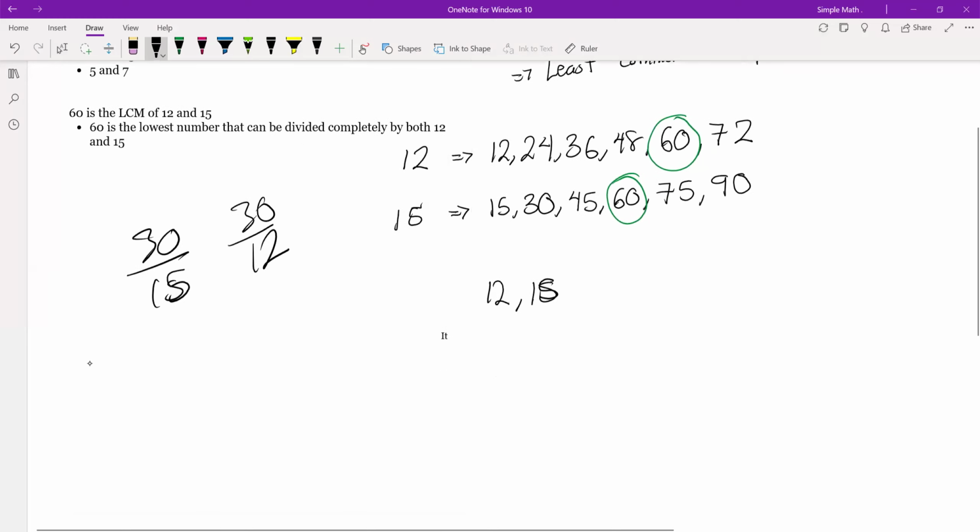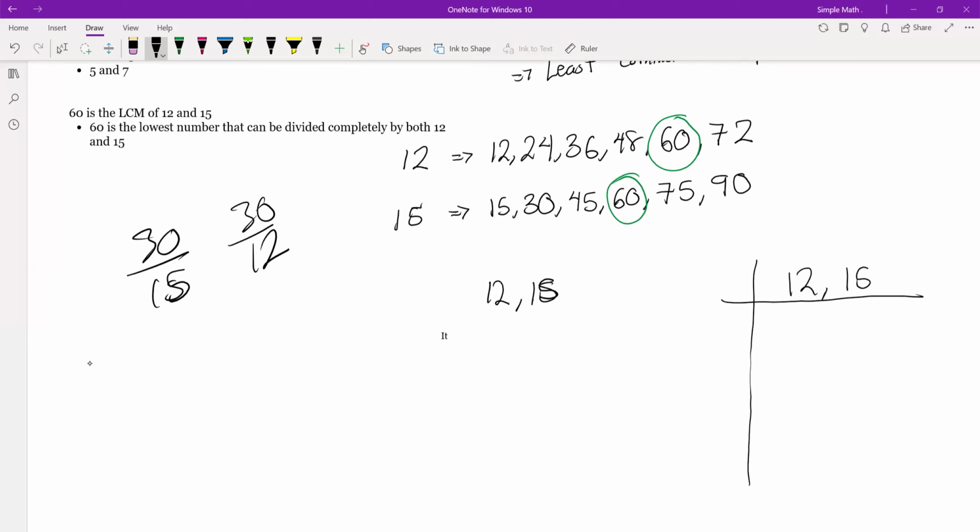What I'd like to do is draw a table. 12, 15. We start to look for numbers that are factors of both 12 and 15, numbers that can divide both 12 and 15. Which number do we know is a factor of both? The answer is 3. 12 divided by 3 is 4. 15 divided by 3 is 5.